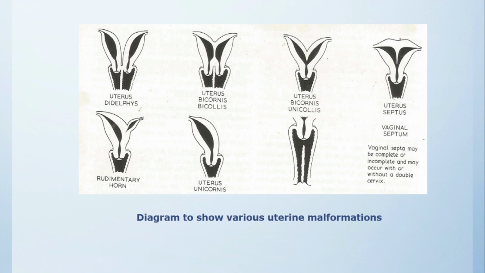Look at a rudimentary horn. This is a rudimentary horn. This horn is fully developed, right? And this is where you can have an ectopic pregnancy in a rudimentary horn.